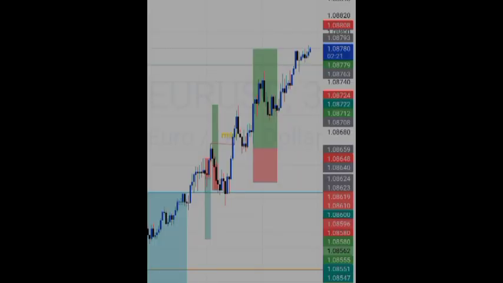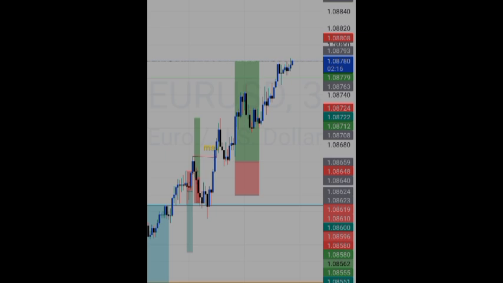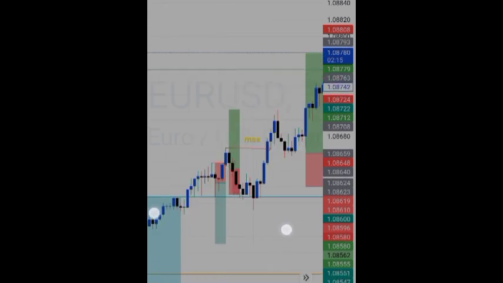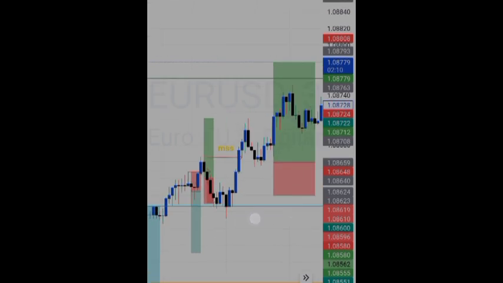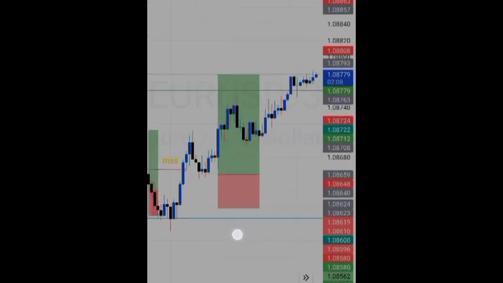Wow, you can see that TP has been hit. Unfortunately, I did not enter inside this one. First of all, I was smoked around these two areas. Now, there's what we call the ICT kill zone session.